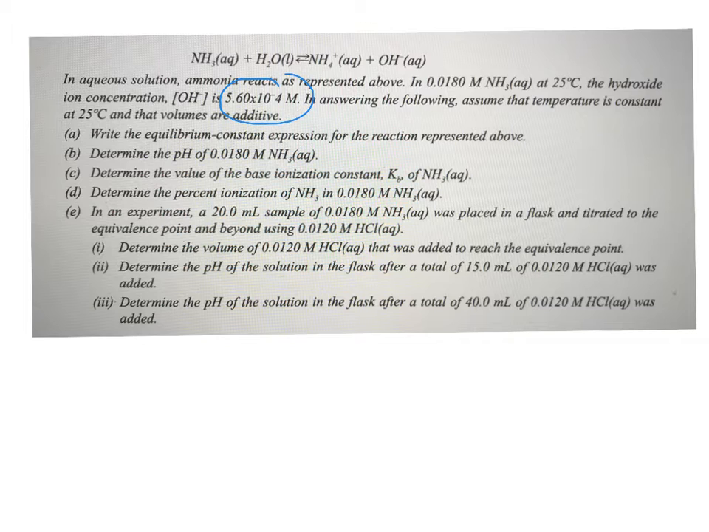Part A asks, write the equilibrium constant expression for the reaction represented above. In this case, this isn't Ka, but Kb, right? Ammonia is absorbing a proton, so I'm going to call it Kb. Although, honestly, if you just wrote K, you'd probably still receive full credit for this. But we're recognizing that it's a base.